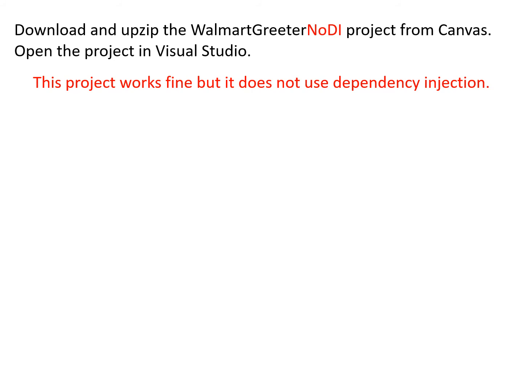But first of all, if you want to follow along with me, and I really suggest that you do, go ahead and download and unzip the Walmart Greeter No DI from Canvas. Unzip that, open the project in Visual Studio, and you can go ahead and run it if you want to. It's going to work fine. All it does is pull up a picture of a greeter, and we'll look at the details in a minute. But it does not have dependency injection. So let's look and see what's inside there.